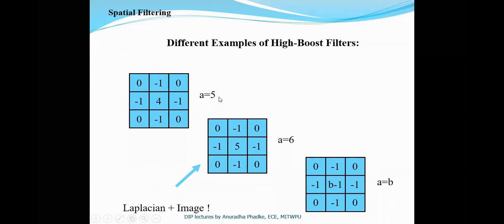So you can select a value of A which is between 5 and 6. Okay. For any value between 5 and 6, you can preserve some part of the background. Okay. So the maximum possible value of A is 6, which gives you a central coefficient value of 5, which means we are adding the entire background, or we are adding the entire original image to the edge detected image or Laplacian image. Okay. So usually for high boost filtering, we can set the value between 5 and 6.